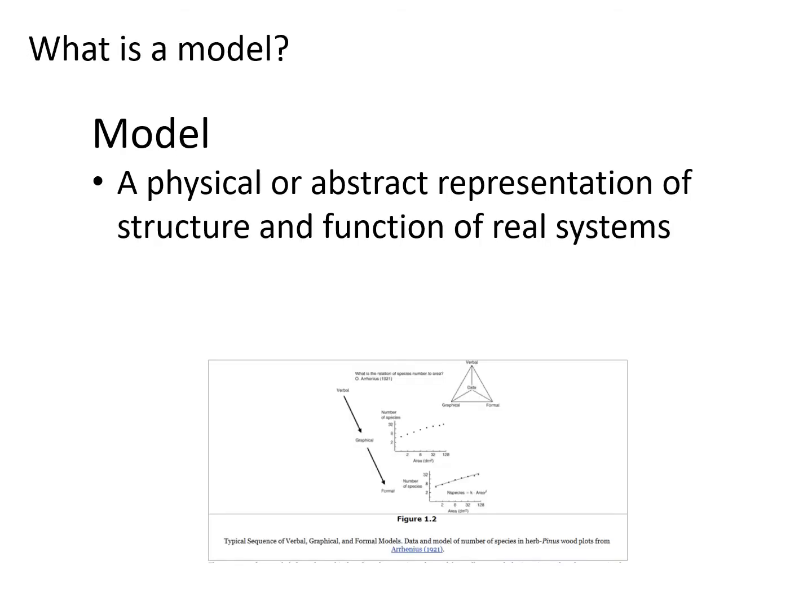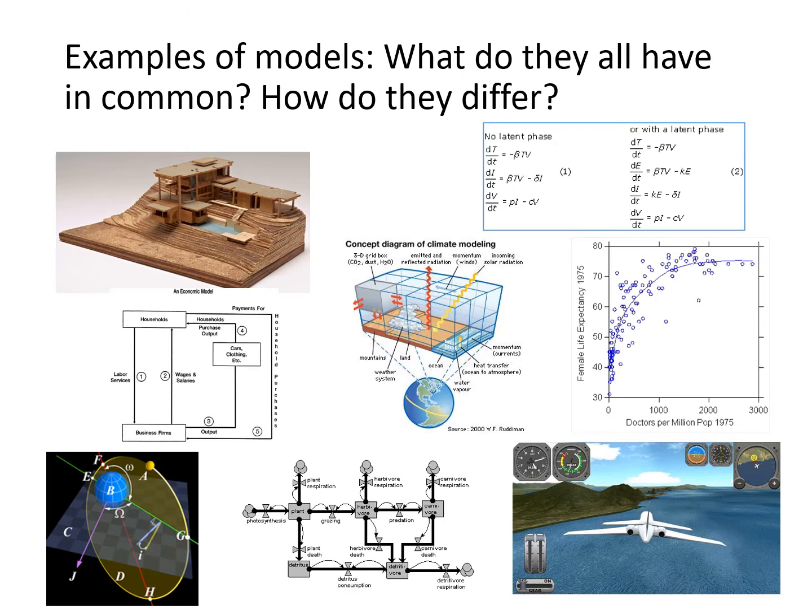So what is a model? Well, a model in general is a physical or abstract representation of structure and function of real systems. So the word model is used very generally to refer to all sorts of different physical and mathematical structures.